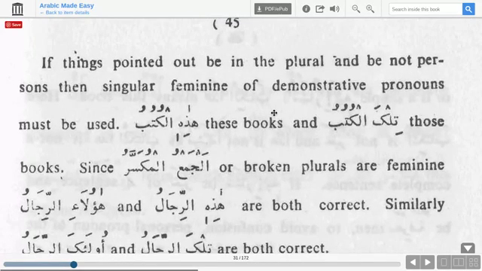Very important lessons coming up right now. It's going to be related to broken plurals because broken plurals are feminine. And we use the singular pronouns and demonstratives related to broken plurals. I will say it again. Broken plurals in Arabic are considered to be feminine. For the broken plural, you use the singular feminine pronouns and demonstratives.